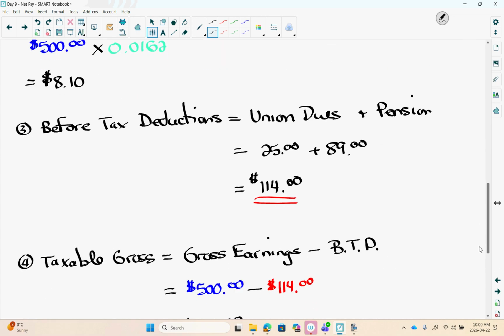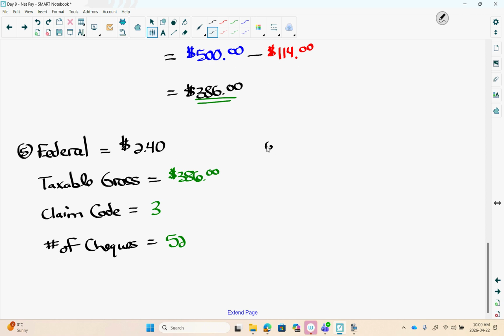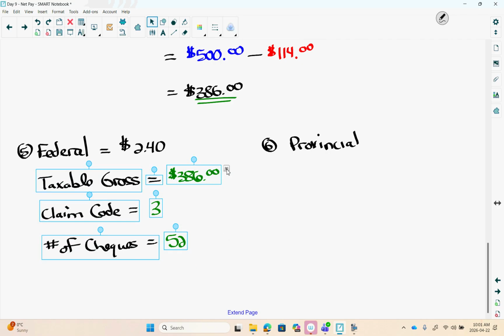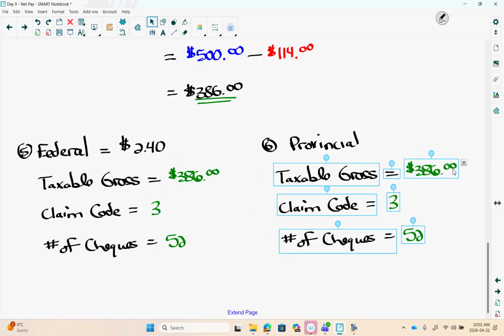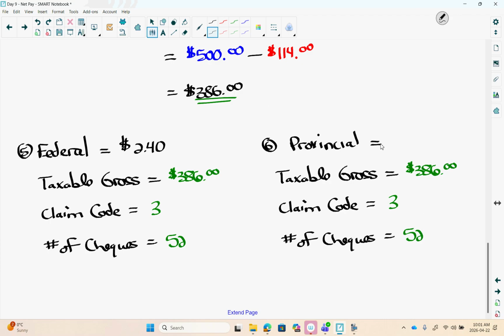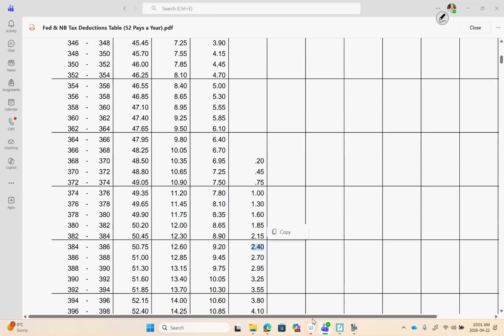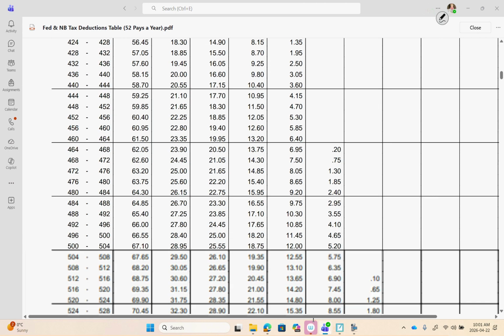Now to figure out the provincial amount, I do the same thing. I use all of this information right here. The taxable gross is still 386, the claim code is still 3, and they're still getting paid weekly. To figure out how much I'm going to pay in provincial tax, I am going to go back to my table, which is in Teams, and I just scroll down.